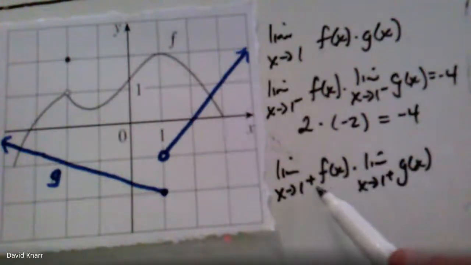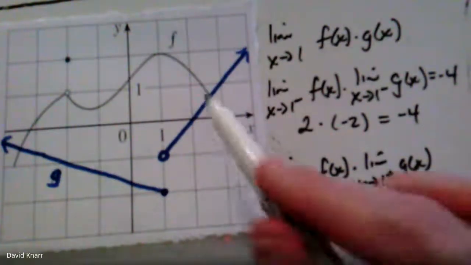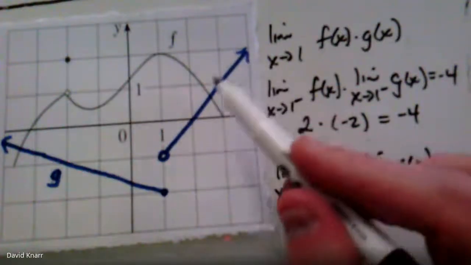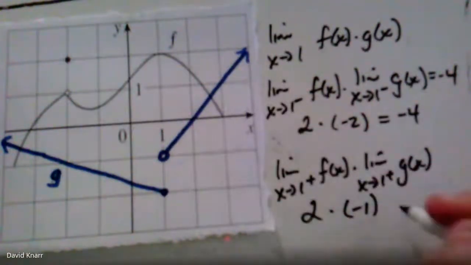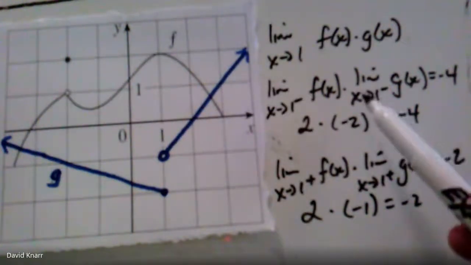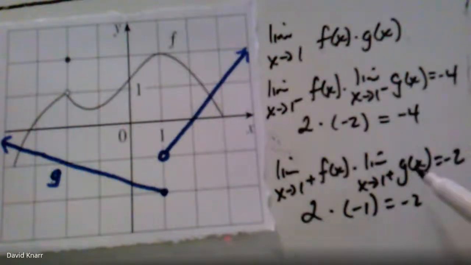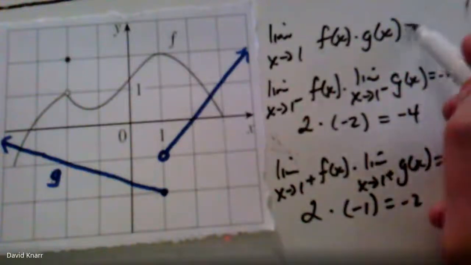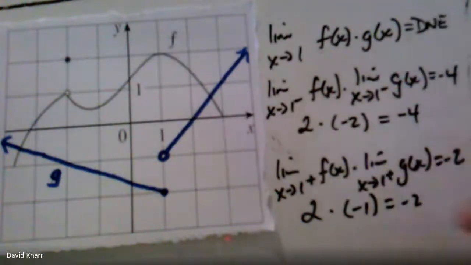The limit as x goes to 1 from the right of f is 2. The limit as x goes to 1 from the right of g is -1. That's -2. So I have two limits. From the left, I get -4. From the right, I get -2. These two are not the same, which means the limit as x goes to 1 of f times g does not exist. Because from the left and from the right, I go to two different places. So that will not work.